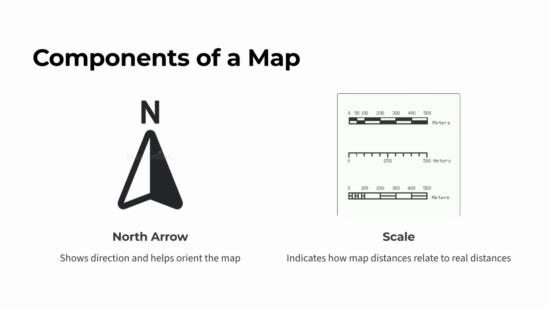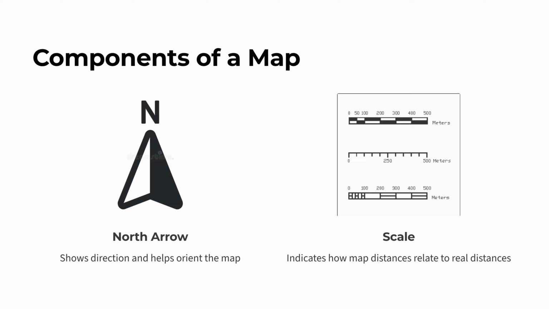Now that we know why maps are important, let's learn about the parts of a map, what we call the components of a map. Every good map must have certain features that make it complete and easy to read. Let's go through them one by one.